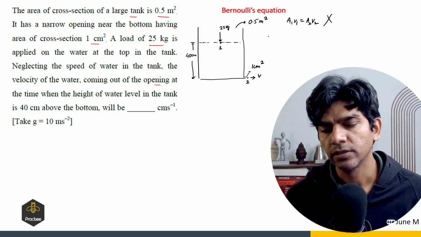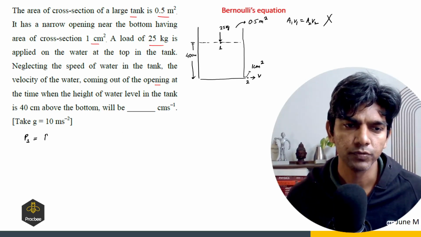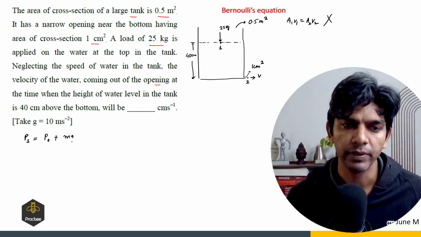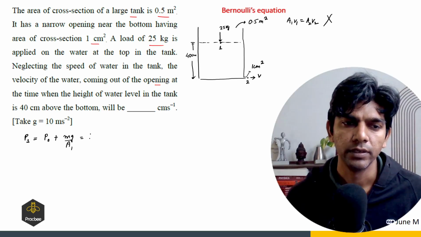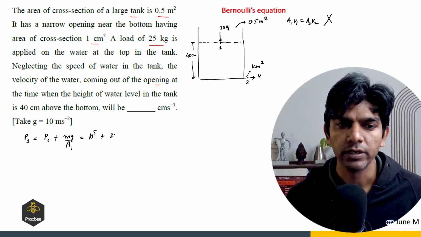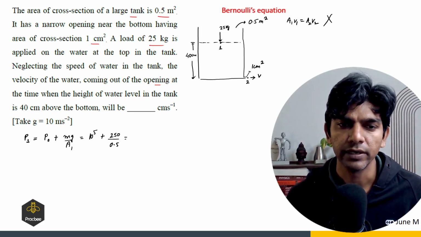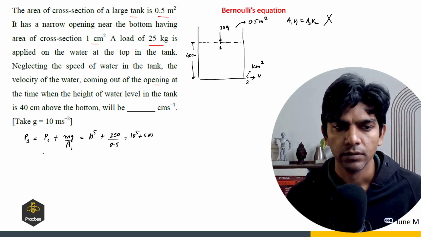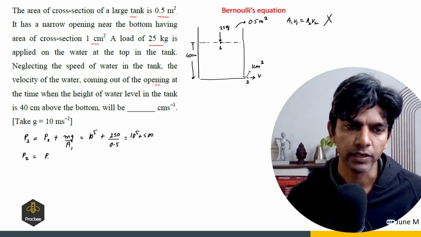So let us first find the pressure at 1. So pressure at 1 will be atmospheric pressure plus pressure due to the load, which will be mg by A, where A is the area of cross section. So atmospheric pressure is 10 raised power 5 and mass is 25, g is given as 10, area of cross section is given as 0.5. So that comes out to be 10 raised power 5 plus 500. Pressure at 2, just outside the orifice, pressure will be atmospheric.